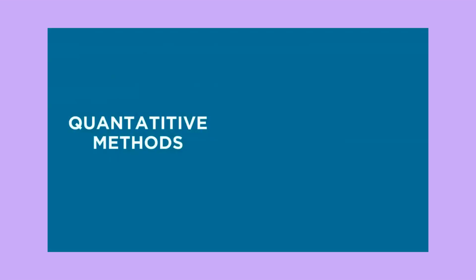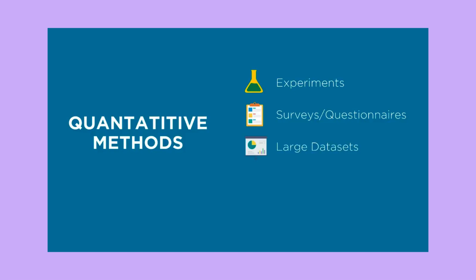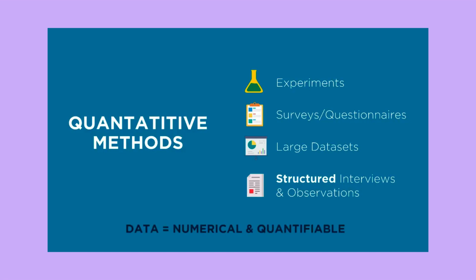Since the goals of quantitative and qualitative studies are different, their methods and data are different too. A quantitative study might use experiments, surveys, or questionnaires, analysis of large datasets like U.S. Census data, or structured interviews and observations, where questions and observation criteria are exactly the same for each participant. Data in a quantitative study is numerical in the first place, or is quantifiable.